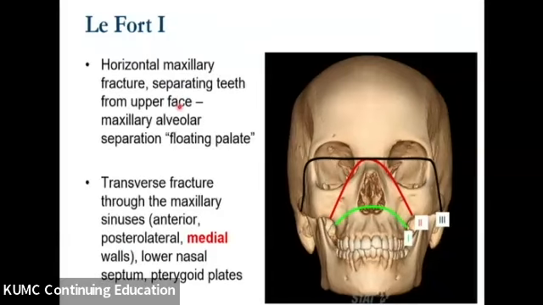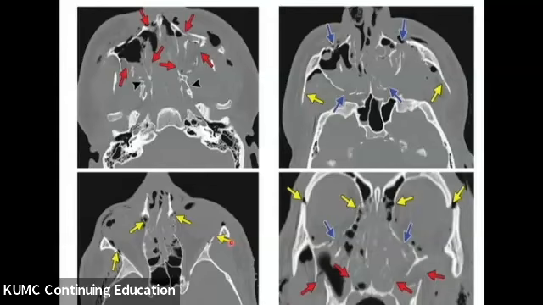But your Lefort 1 pattern is going to be a horizontal maxillary fracture separating the teeth from the upper face. This will give you the classic floating palate. So it's a transverse fracture through the maxillary sinus walls, and most importantly, the thing that's going to define a Lefort 1 is that it has medial maxillary sinus wall involvement. So the red is going to be your Lefort 1 injury.